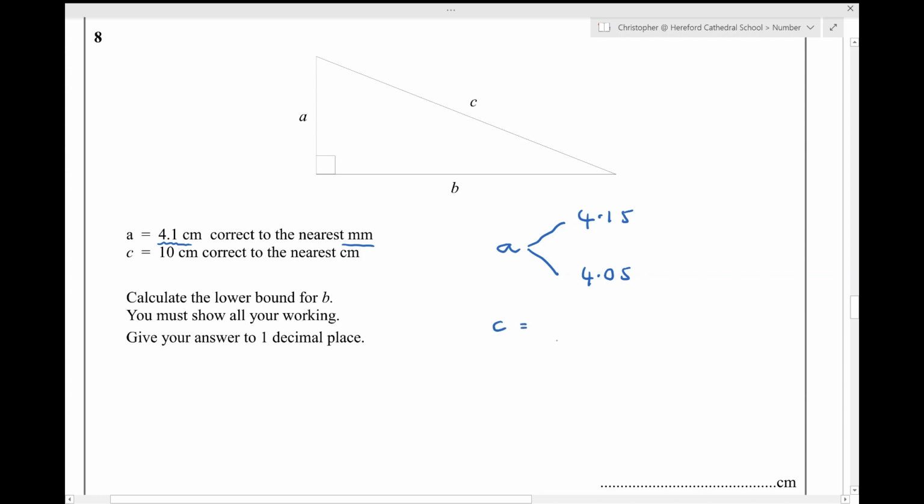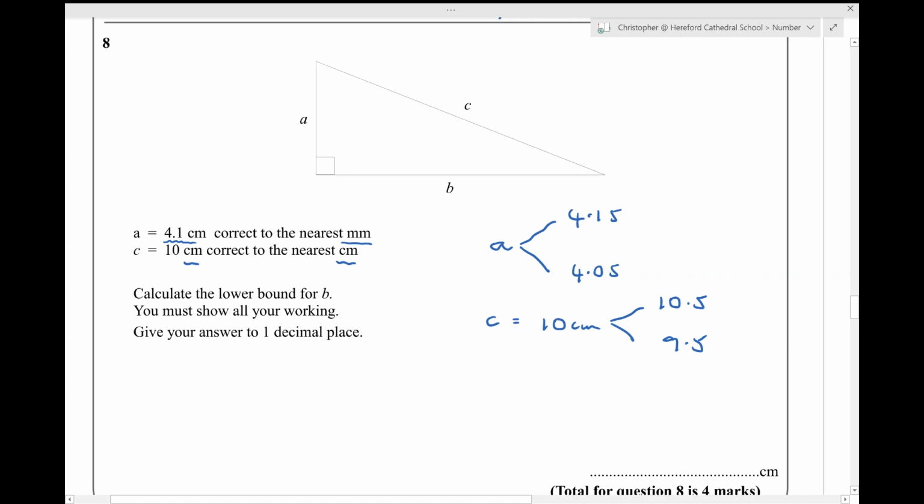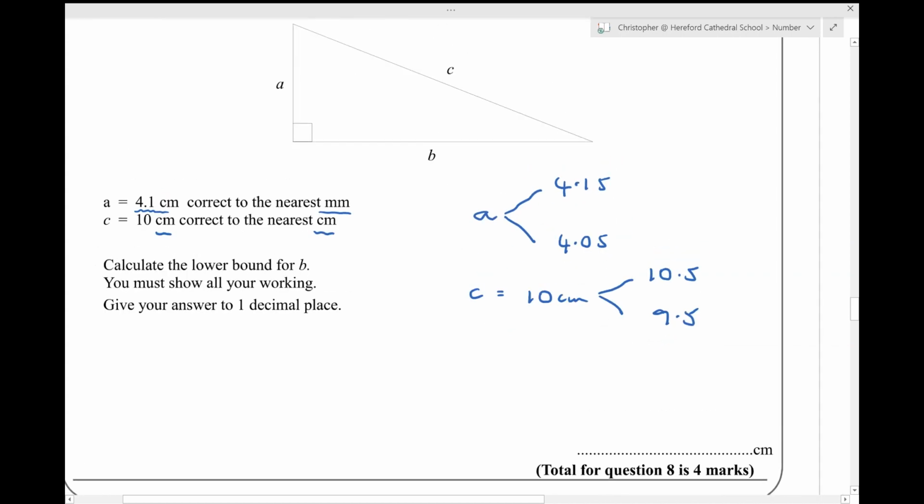I'm going to do a similar thought here. I've got 10 centimetres there, correct to the nearest centimetre. So don't fall for that trap. It's 10 centimetres correct to the nearest centimetre this time. So that's 10.5 centimetres as an upper bound and 9.5 centimetres as a lower bound. They're really playing you and your units in this question. Calculate the lower bound for B.